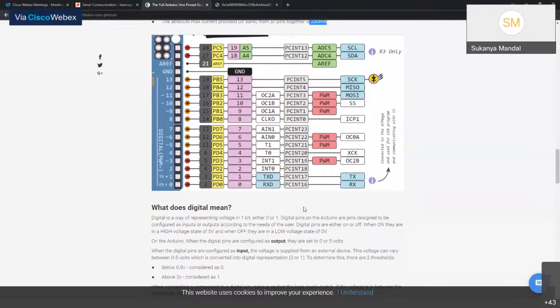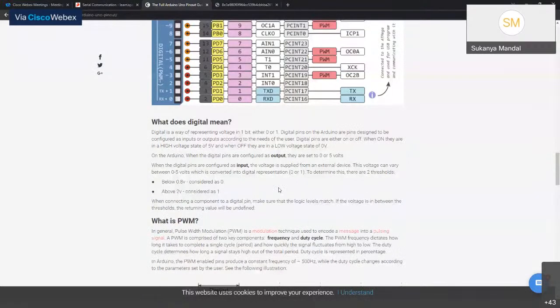All right. Now, basically, what does digital mean? It means that the voltage representation is in a binary format or a bit format, either 0 or 1. Digital pins on the Arduino are designed to be configured as inputs or outputs according to the needs of the users. Digital pins are either on or off. When on, they are in a high voltage state of 5 volt. When off, they are in a low voltage state of 0 volt. On the Arduino, digital pins configured as outputs are set to 0 or 5 volt.